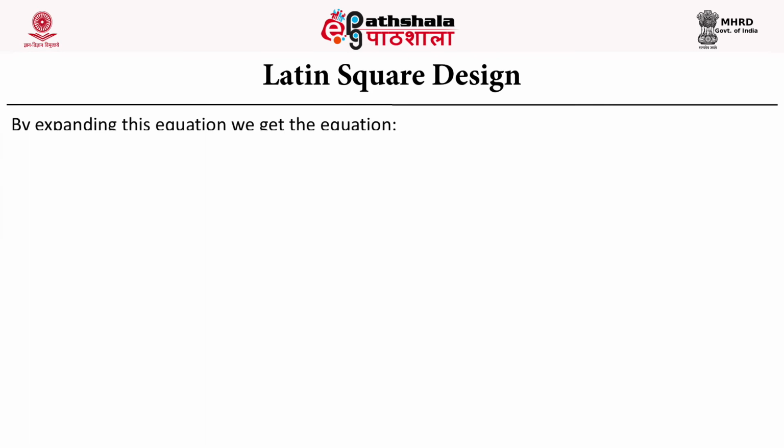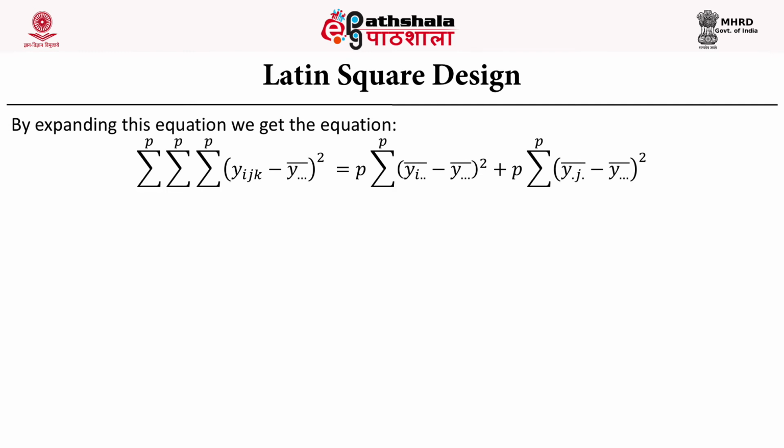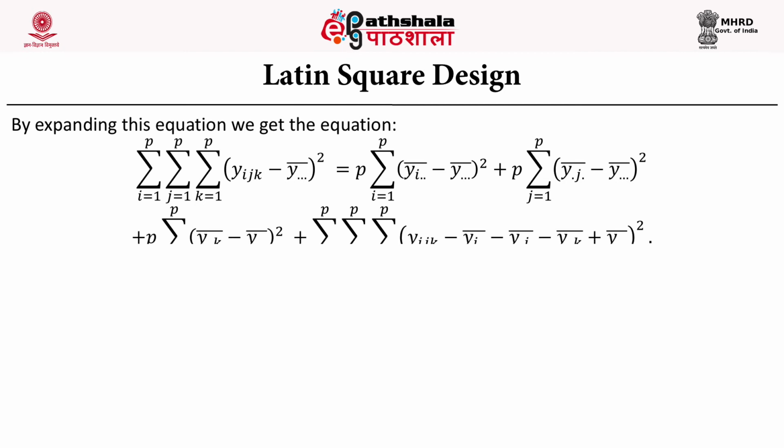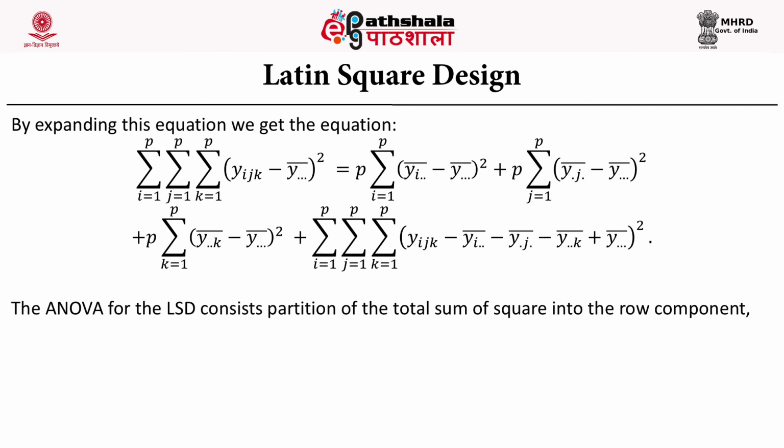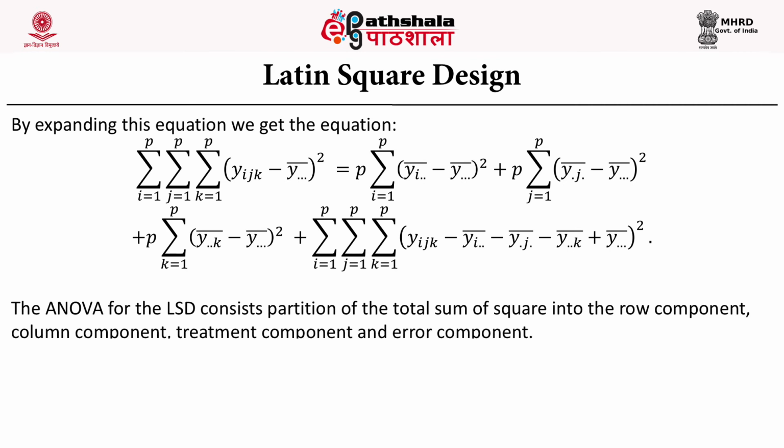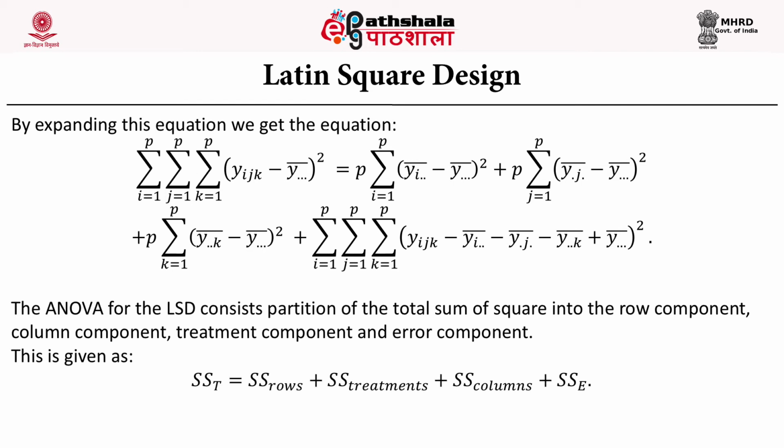So by expanding this equation, we get the triple summation of (y_ijk minus y triple dot bar) whole square, which is equal to p times the summation over i of (y_i dot bar minus y triple dot bar) square, plus p times the summation of (y dot j dot bar minus y triple dot bar) whole square, where the summation is over j and j varies from 1 to p, plus p times the expression (y double dot k bar minus y triple dot bar) whole square, where the summation is over k and k varies from 1 to p, plus the triple summation of (y_ijk minus y_i double dot bar minus y dot j dot bar minus y double dot k bar plus y triple dot bar) whole square.